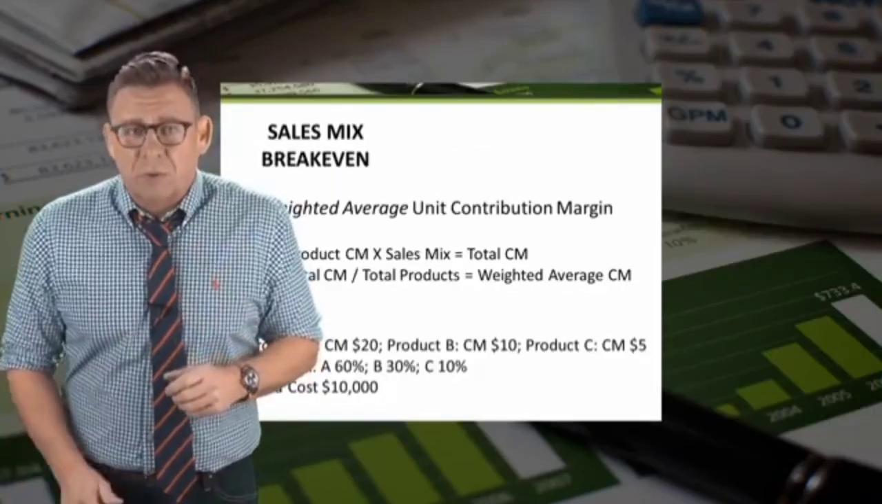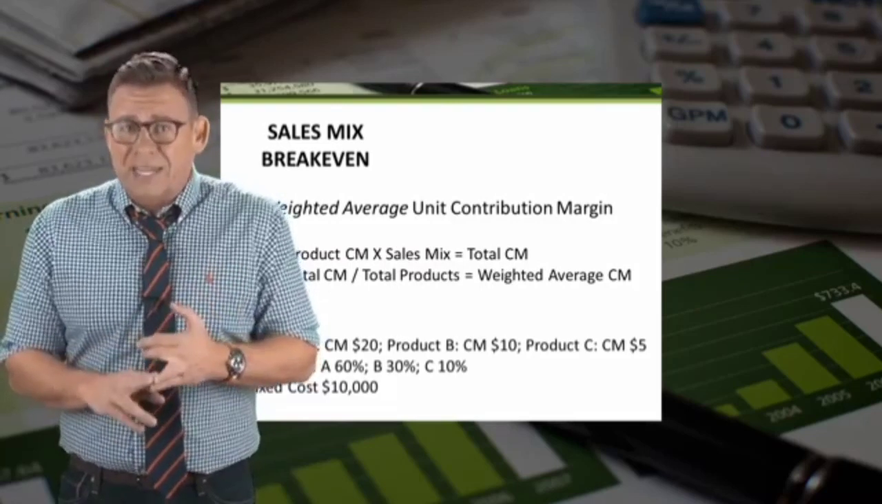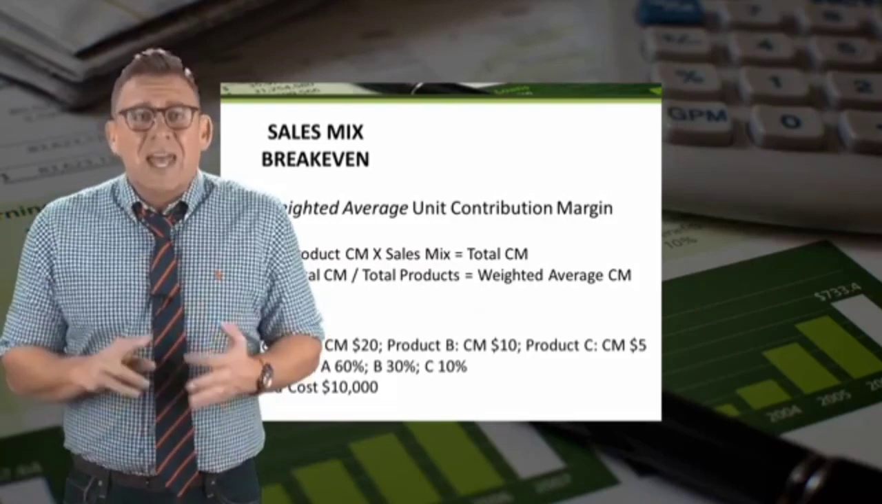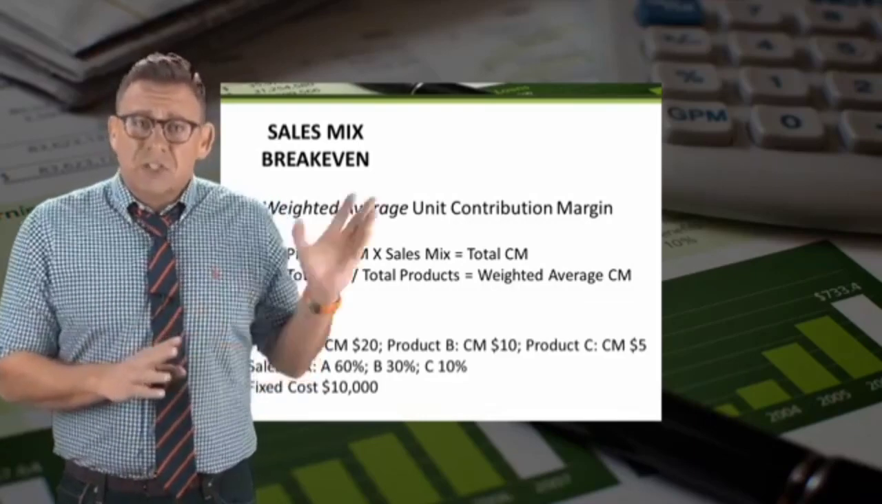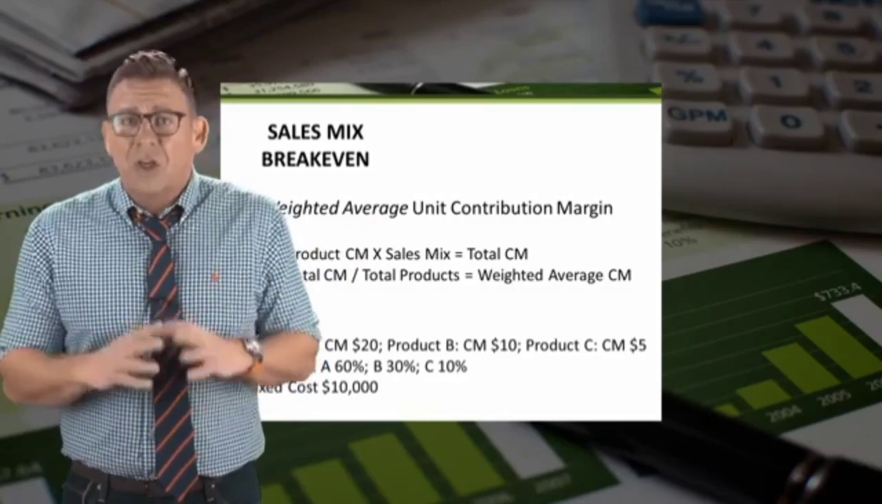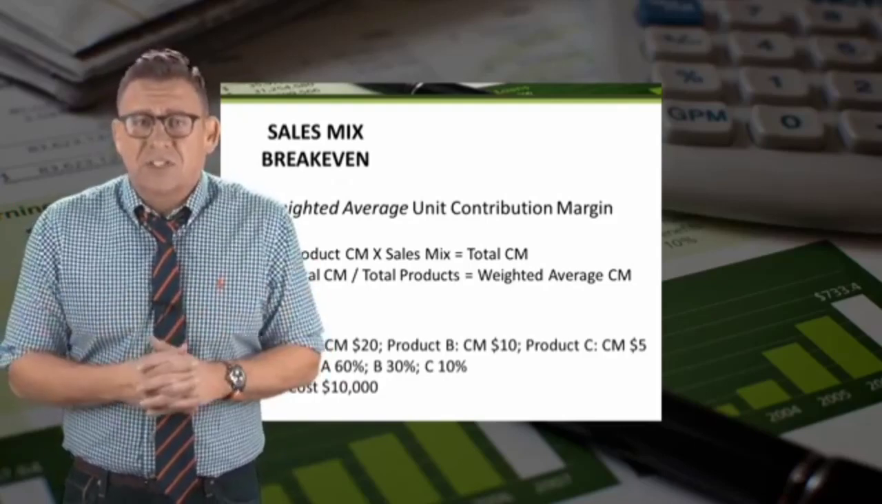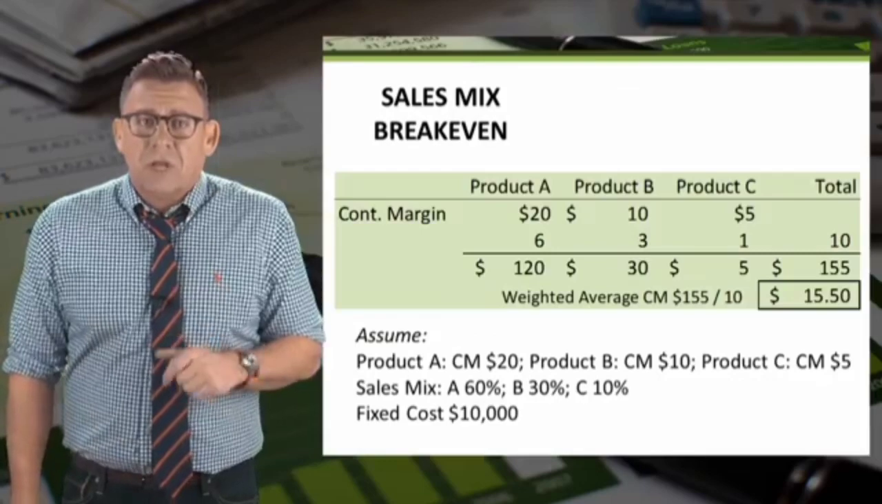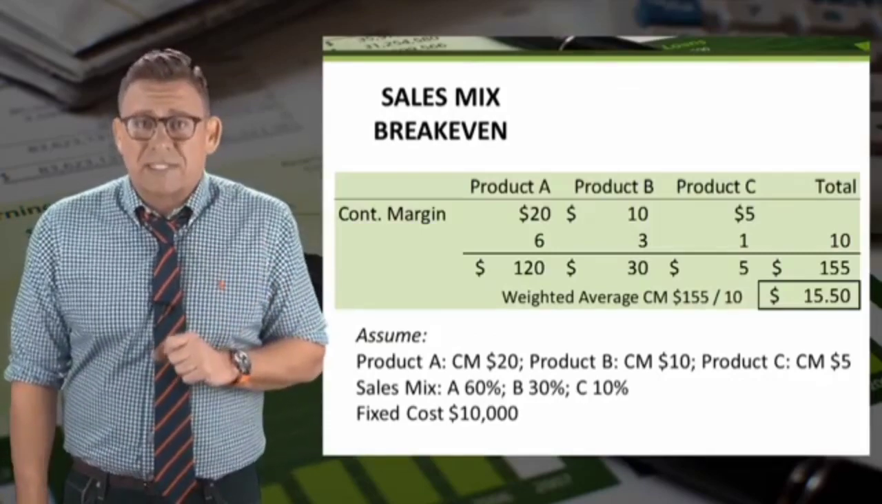So let's assume the following. Product A has a contribution margin of $20, product B has a contribution margin of $10, and product C has a contribution margin of $5. Let's assume the sales mix is 60% A, 30% B, 10% C, and our fixed costs are $10,000. So first, we multiply the product contribution margin by the product mix.